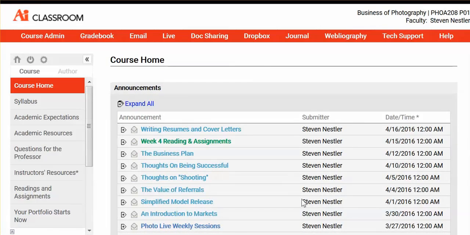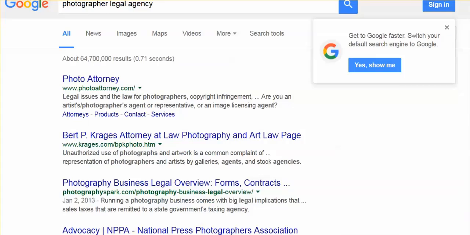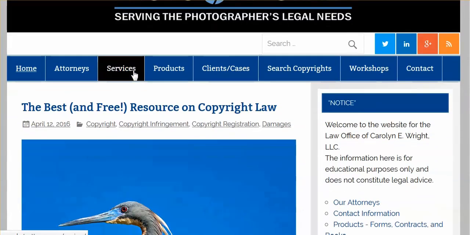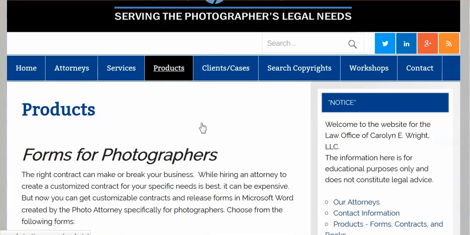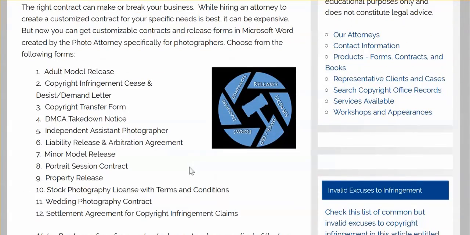Okay, let's go back to looking for agencies. What are legal agencies? Well, that could be a law office. It could be a site like Photo Attorney, which is one I just learned of. And you can get not only a lot of good information written by an attorney about things that matter to you, like protecting your copyright, but in the products area, there are forms for photographers. You already know how difficult it could be to do a good model release. Well, there are a number of them here: the model release, the minor release, property release, stock contracts.